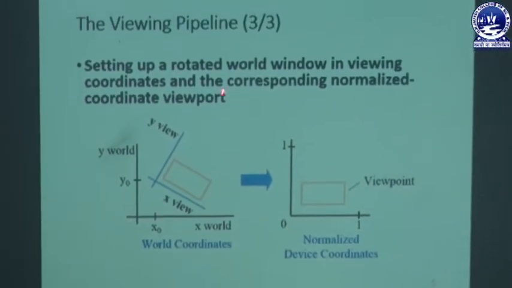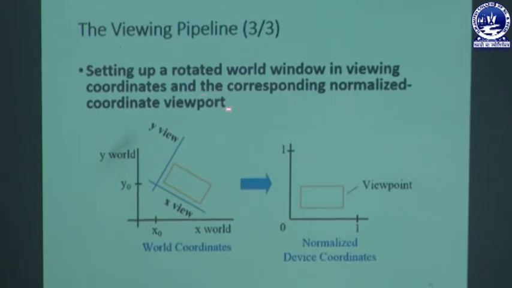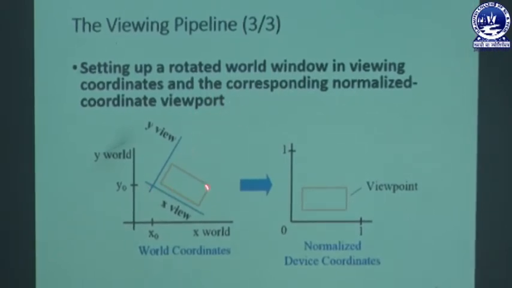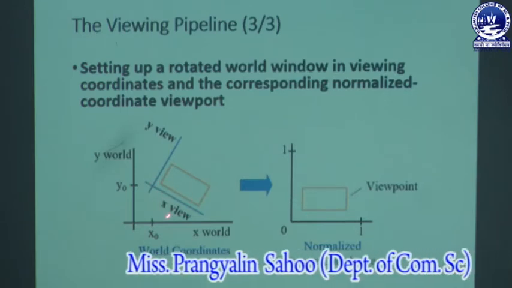Here, we set up a rotational world window in viewing coordinates and the corresponding normalized viewport. That means first, the world coordinates, where the object is placed in this direction. But whenever we need to view these pictures on device coordinates, on the output device such as the monitor screen size, the world coordinate elements are first converted into the format of translation. That means the coordinate elements present at y0 position may go to the position y0.2. So all the coordinate element points are transmitted.